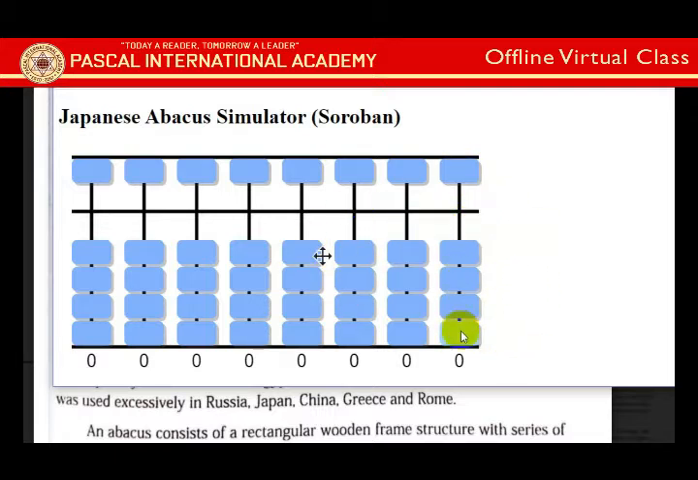The first column is the ones. It's like a mathematical table for you: ones, tens, hundreds, thousands, 10,000, million, 10 million, billion. Each bead below counts as 1, and the single bead above counts as 5. So if I move the lower beads like this, it comes to 1, 2, 3, 4, and as I told you, the upper one is 5.